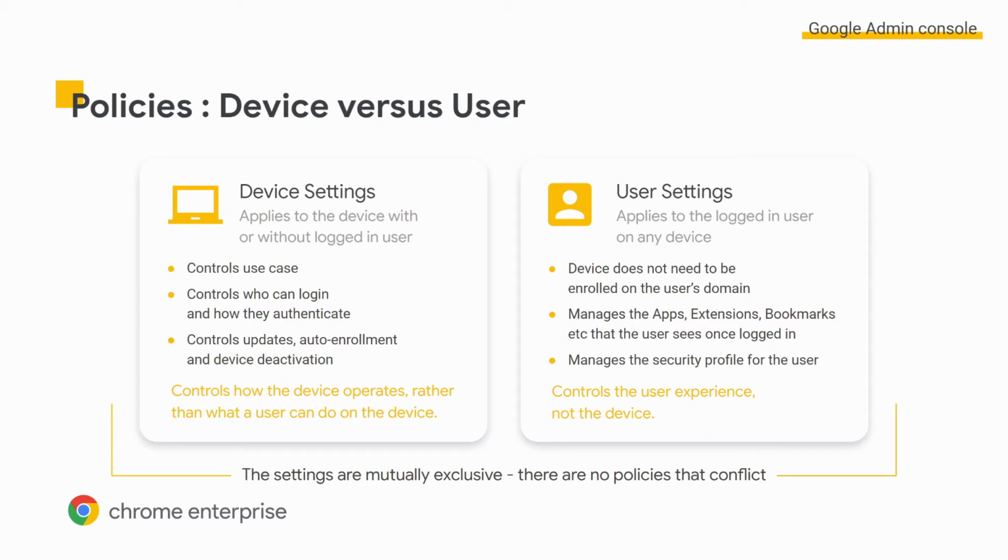User policies can be used to enforce settings on your organization's users, regardless of which Chrome device they are using. For instance, an IT administrator can pre-install apps for specific users, enforce safe browsing, set up single sign-on, and apply some other settings to users across your organization. An important piece of information: settings are mutually exclusive. There are no policies that conflict.